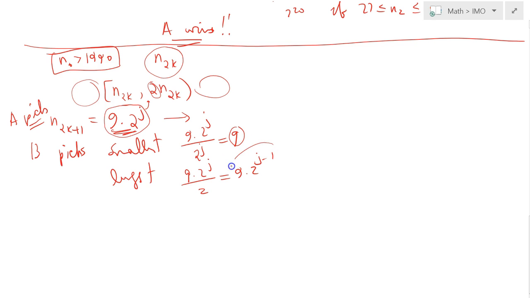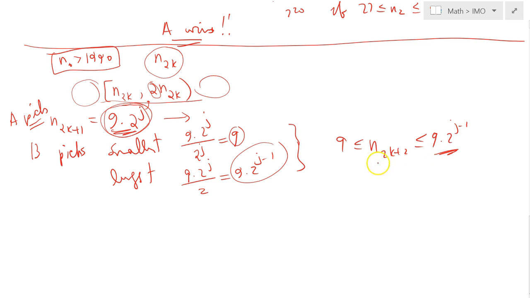In the case that this number is still bigger than 1990, no worries. N2k plus 2 will be a number in this range, 2 to the j minus 1. If it happens that this number is still greater than 1990, A again will use a similar strategy. We will find the number in that range.